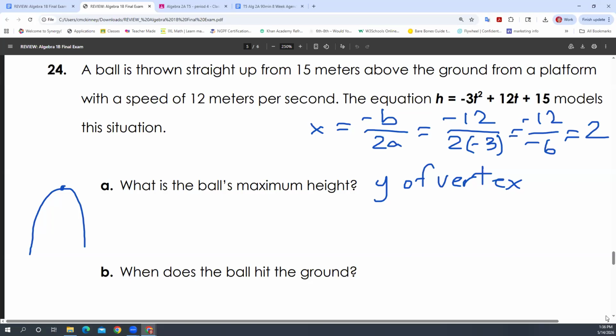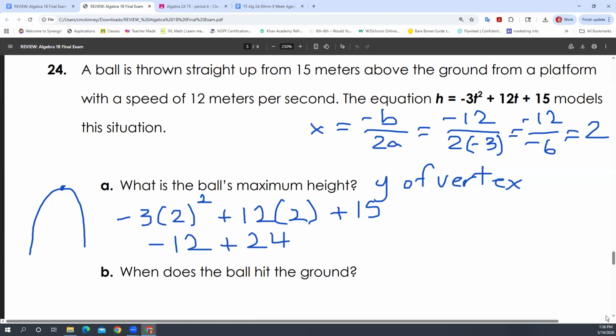So it reaches its maximum height at 2 seconds, and then we have to put that 2 in for the t's. All right, so 2 squared is 4, negative 3 times 4, negative 12. 12 times 2 is 24, plus 15. So negative 12 and a plus 15, or plus 15 and plus 24 is going to be 27. And it's the height, so it is meters. We could say the ball's maximum height is 27 meters. And that would be delightful if you wrote a sentence to answer that.